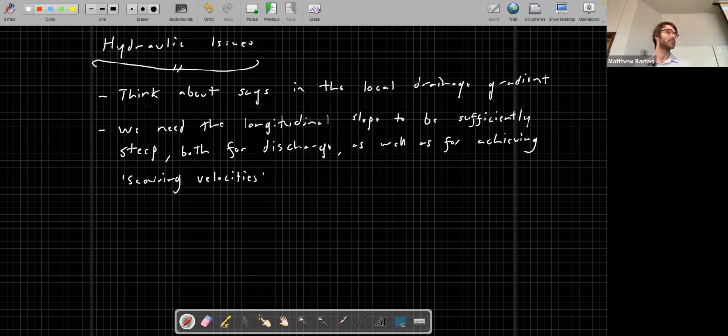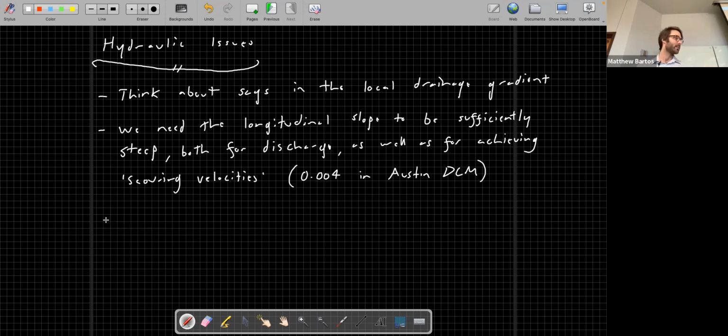So the Austin DCM actually mandates a slope of at least 0.004 in the Austin Drainage Criteria Manual. So your longitudinal slope has to be at least this steep. Okay.